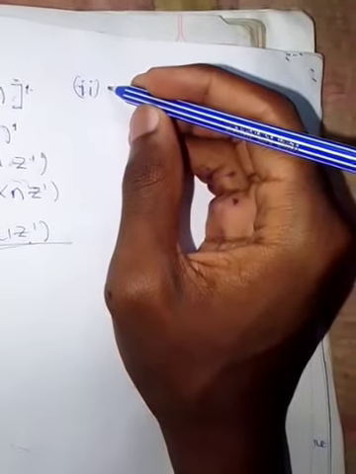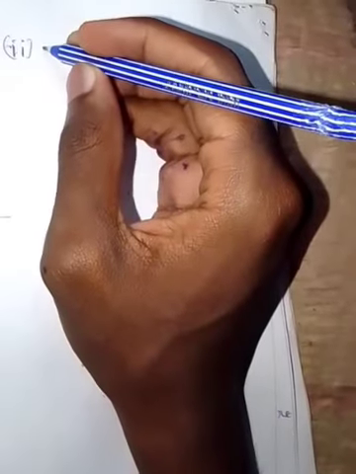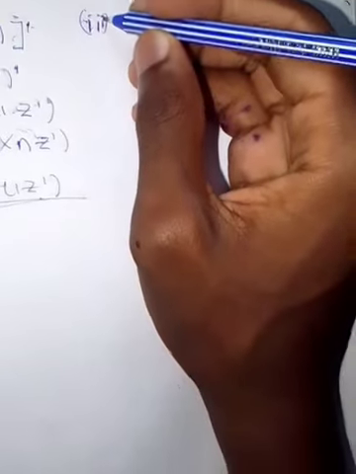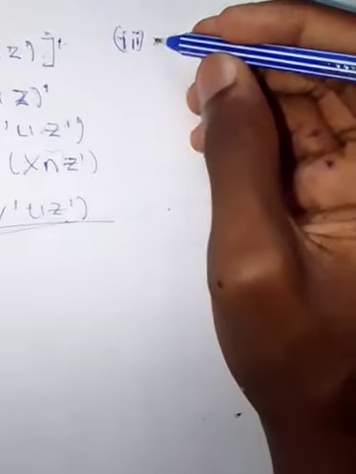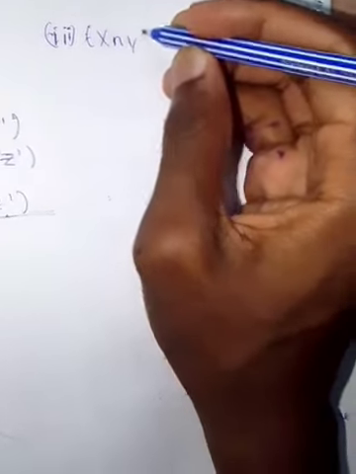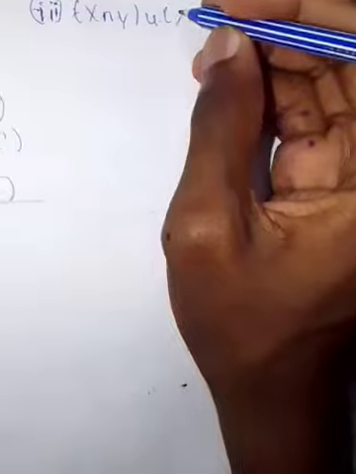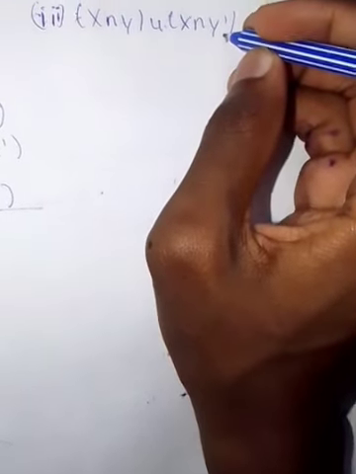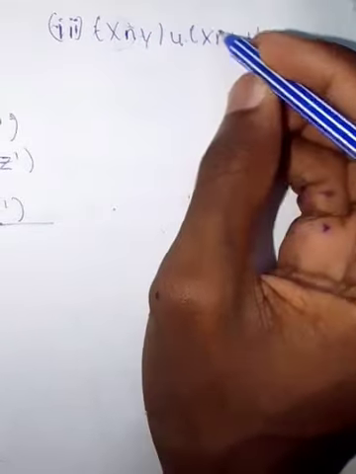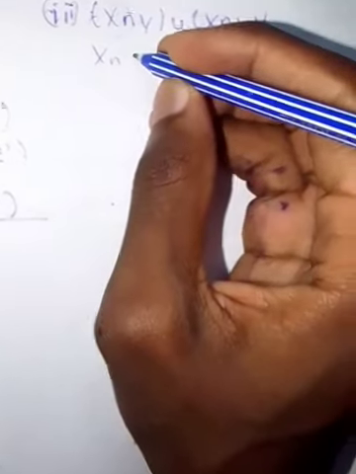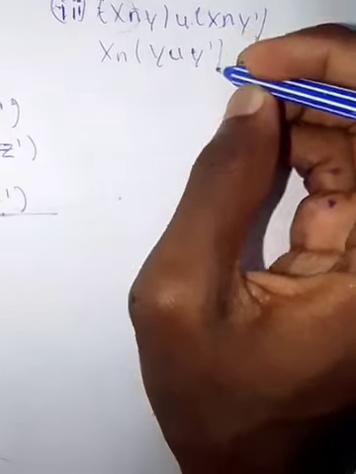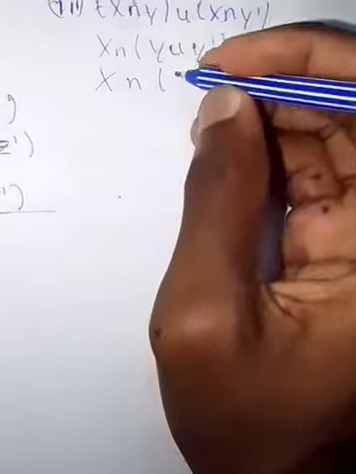Let's move on to question 3. Question 2 I've already solved. So question 3, it is like this: x intersected with y union x intersected with y complement. Okay, so to simplify this, remember we're going to factorize. This is common, so we're going to say x intersection, we're going to remain with y union y complement.